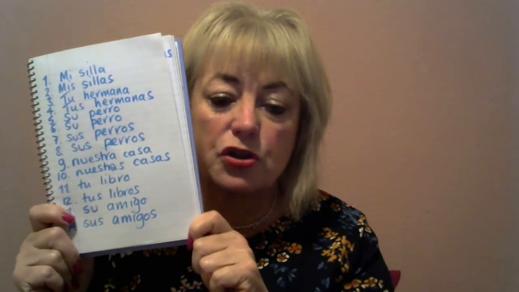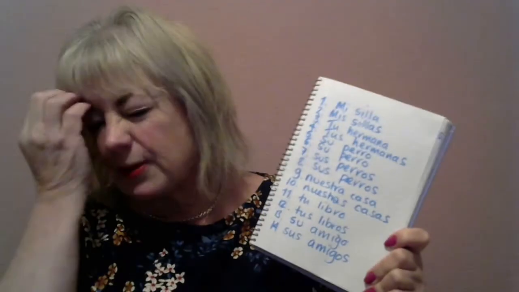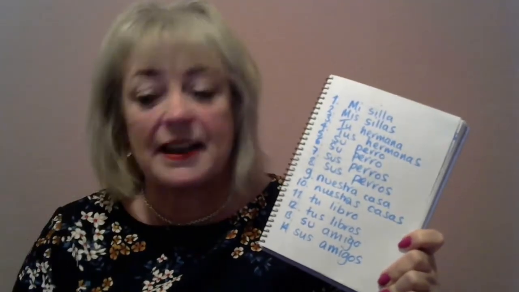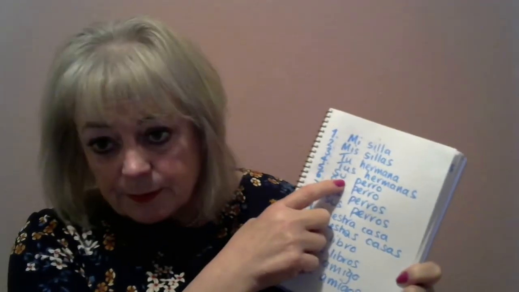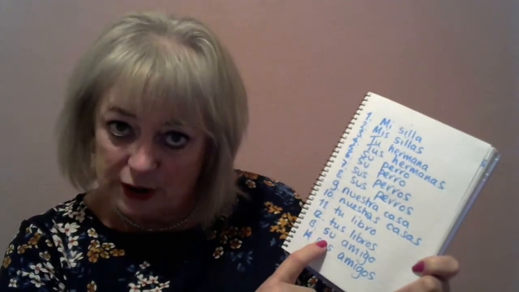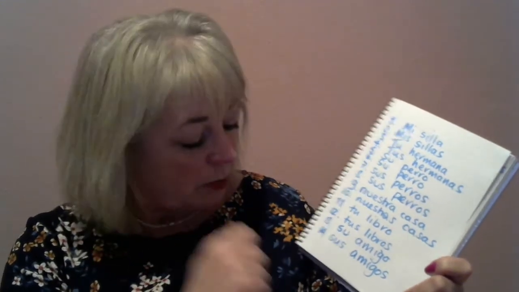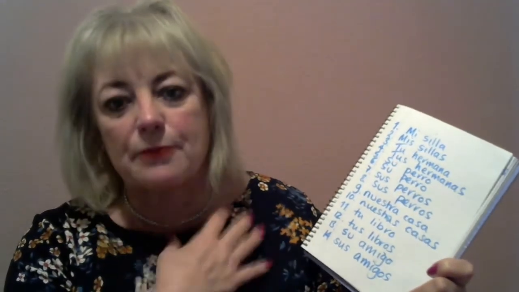Okay, then we've got su amigo and sus amigos. So, as if Sue wasn't, one of my students said to me once that Sue, she gets everywhere, and it's true because Sue can be his, can be her, and can also be their, belonging to them. So we've got three things that we might mean when we say su amigo: his friend, her friend, or their friend. So we've got to be aware of this. That's one of those times we might need clarification.